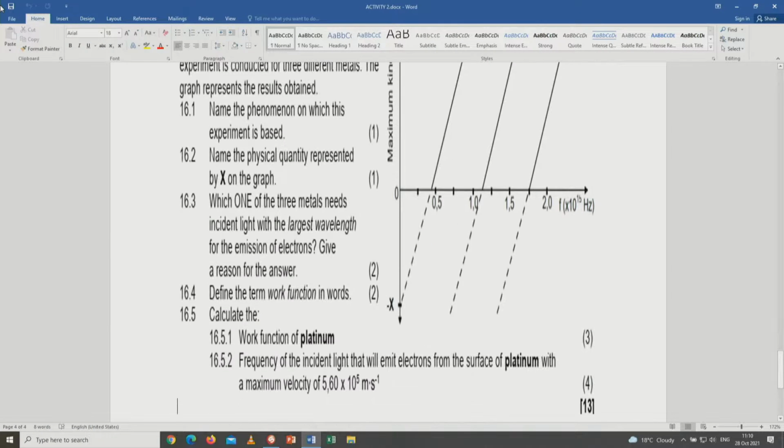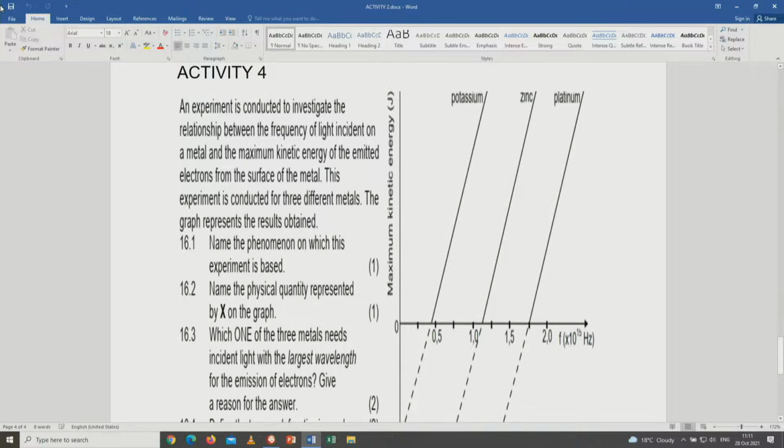And then number 16.4, we are asked to define the term work function. Work function is the minimum energy needed to eject electrons from the surface of the metal. Okay, we have done those definitions. I think, in fact, I'm confident now that each and every learner knows his or her definitions by heart by now. Okay, now 16.5.1, we are asked to calculate the work function of platinum.